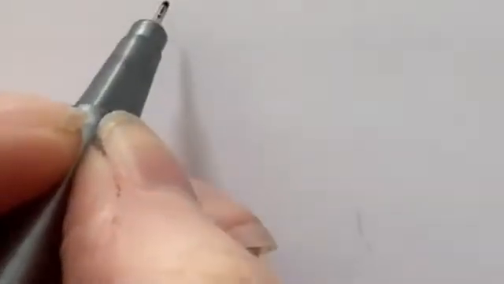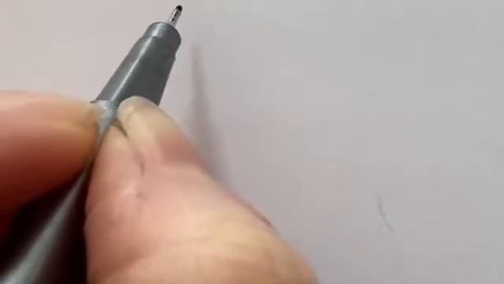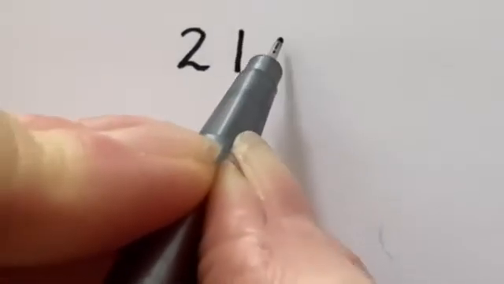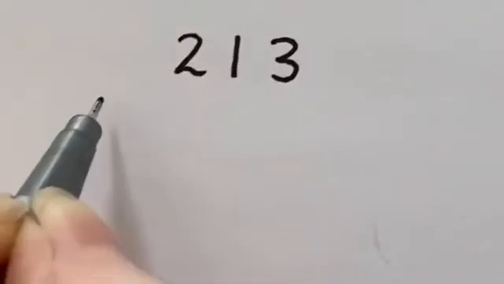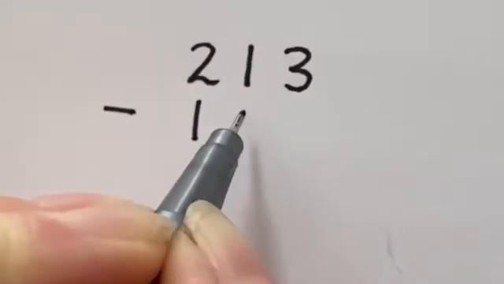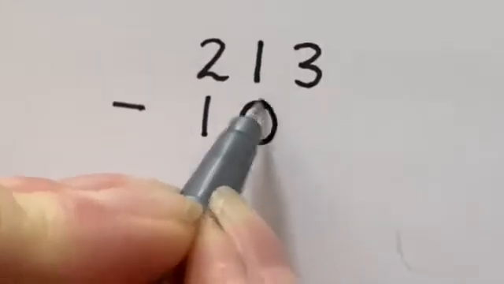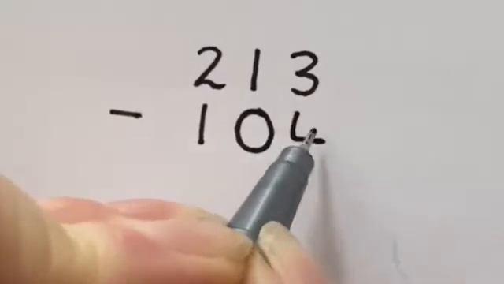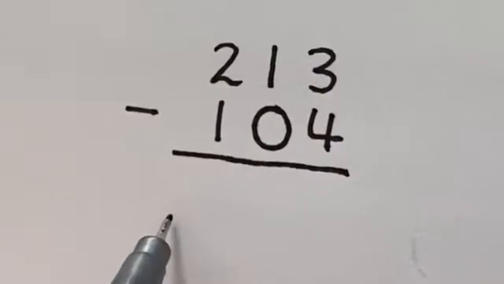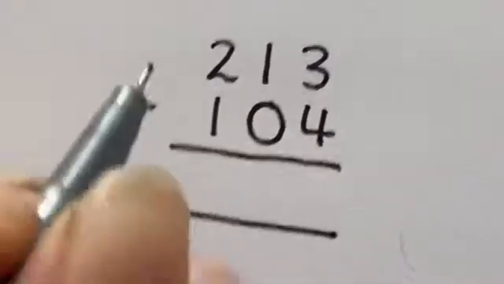Let's try another 3-digit example a bit like that. Let's do 213 take away 104. Okay, so I'm going to start with my units as always.